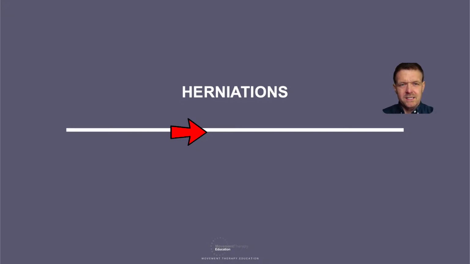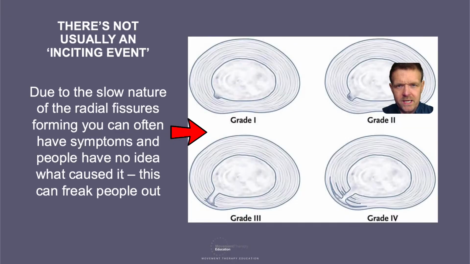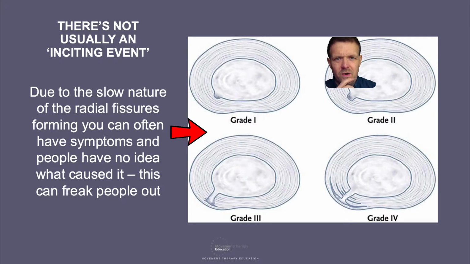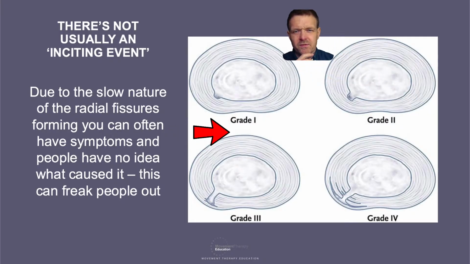and specifically disc herniations. We've been talking about that for a couple of weeks. We had a look at this as well last week. So the different types of herniation. Usually it's a slow nature, and it's radial fissures forming. So you can see this, a slight bulge here through some of the annulus fibrosus, and then it gets a little bit bigger, and then a little bit bigger, and then eventually it can completely come out of the annulus.